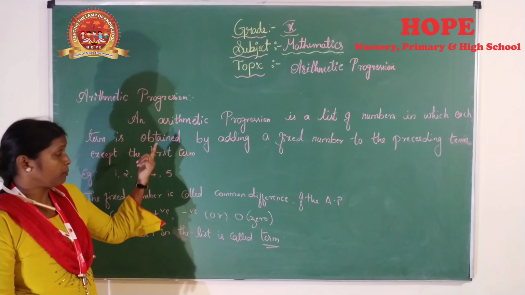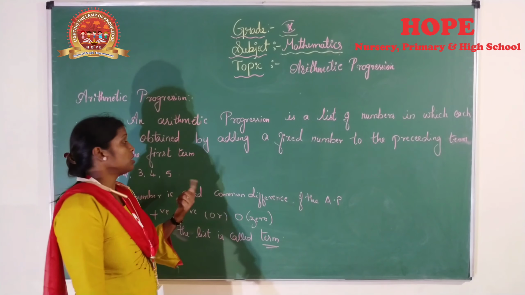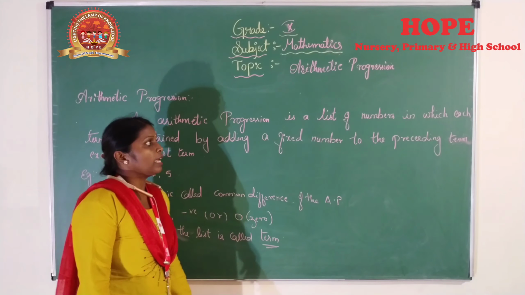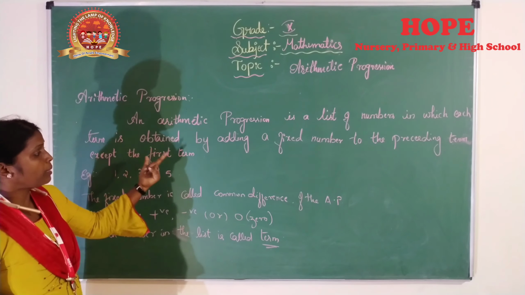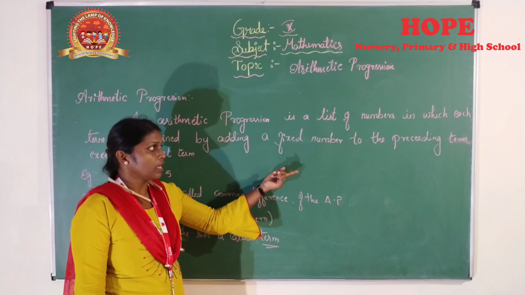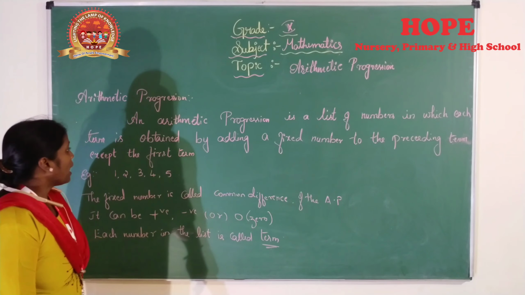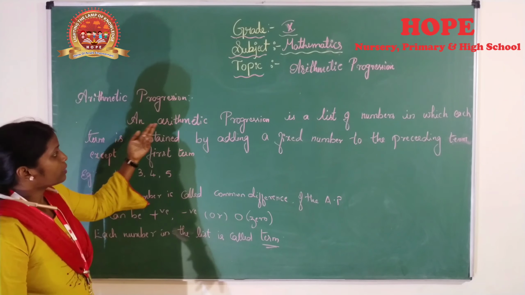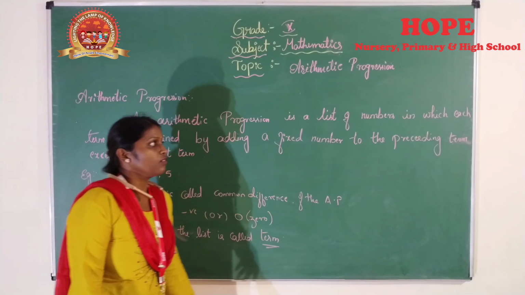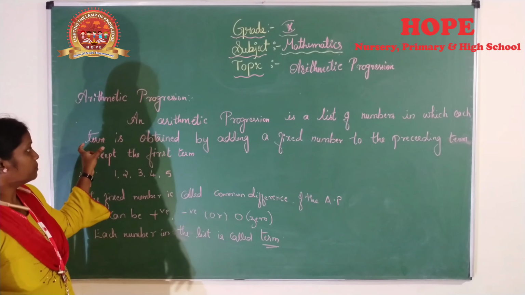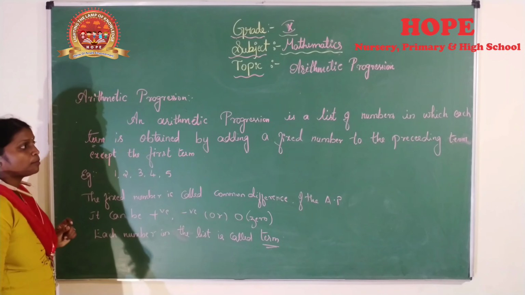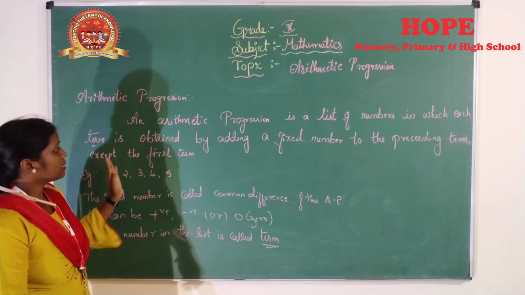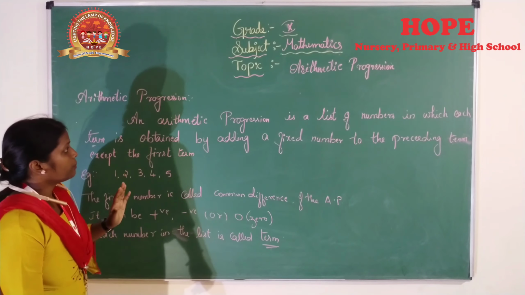The definition of arithmetic progression is: an arithmetic progression is a list of numbers in which each term is obtained by adding a fixed number to the preceding term except the first term. Once again, an arithmetic progression is a list of numbers in which each term is obtained by adding a fixed number to the preceding term except the first term. This is what it meant.